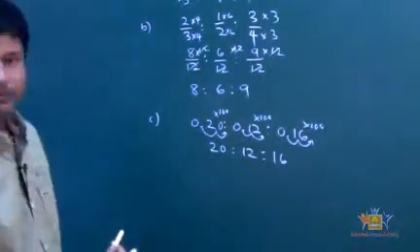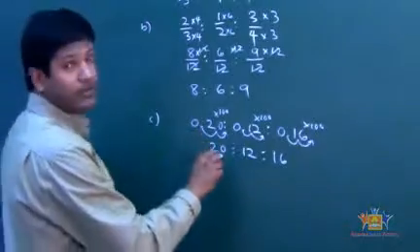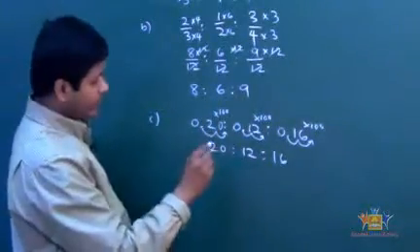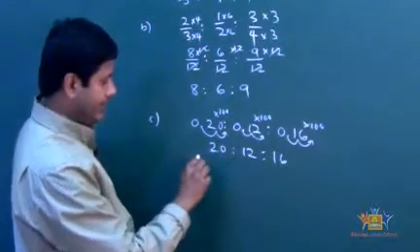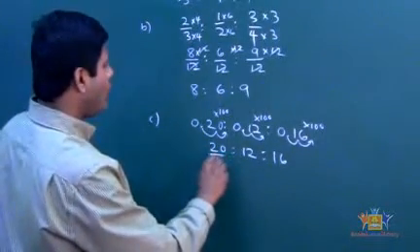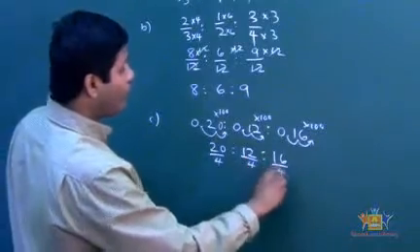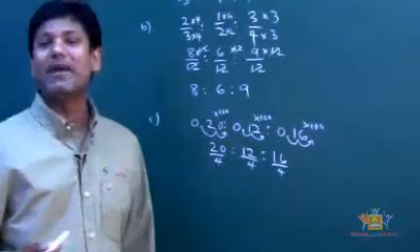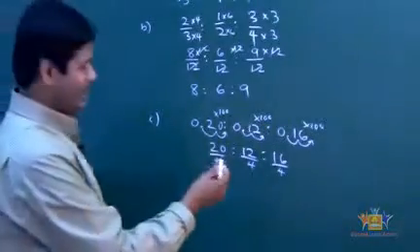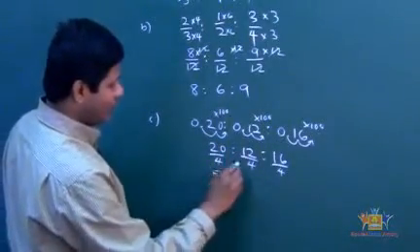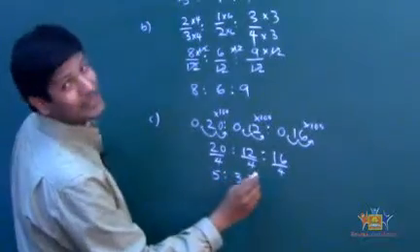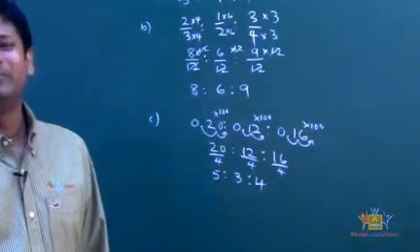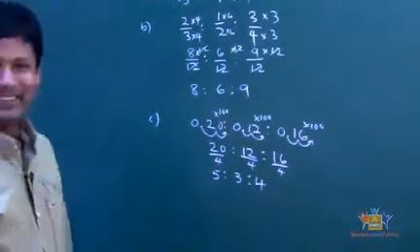Are we done? No, we have to see if this can be reduced. I just converted the decimals into whole numbers. So now can you divide 20, 12, and 16 by, let's see, how about 4? Because 20 can be divided by 4, 12 can be divided by 4, 16 can be divided by 4. 20 divided by 4 is 5. 12 divided by 4 is 3. 16 divided by 4 is 4. There you go. That's the reduced ratio. Pretty easy, isn't it?